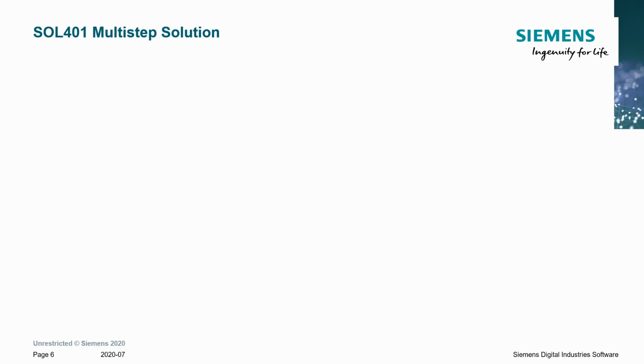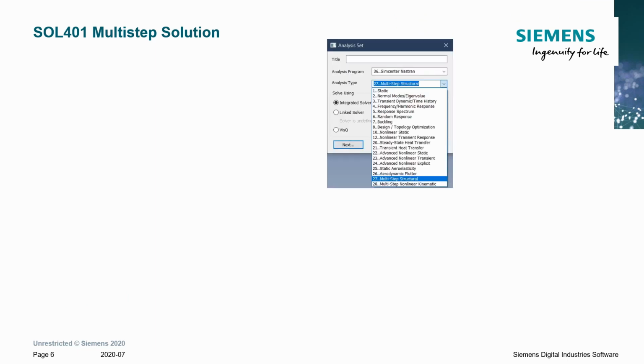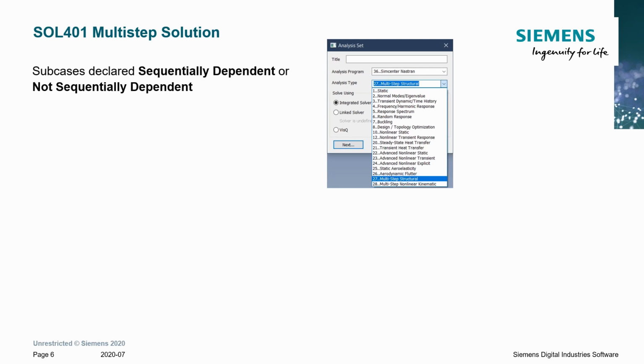So next I want to get into the 401. So again, you access it through the analysis set manager where you would select the multi-step structural solution. In 401, which is much different than the old advanced nonlinear, you can have subcases declared sequentially dependent or not sequentially dependent. So you could really have a start, stop, go back to the beginning, and then continue on from there in one solution.